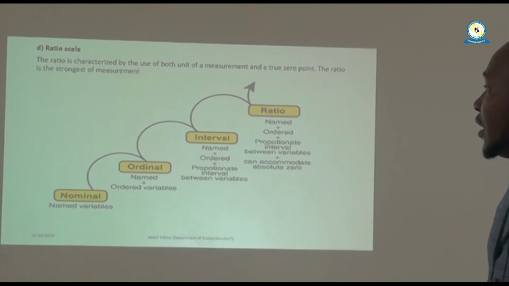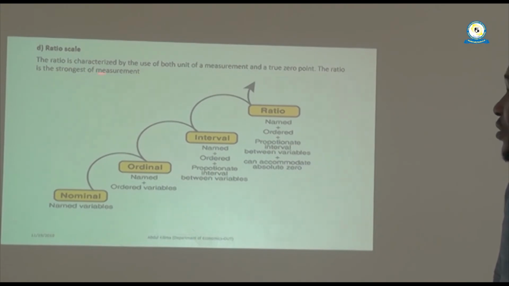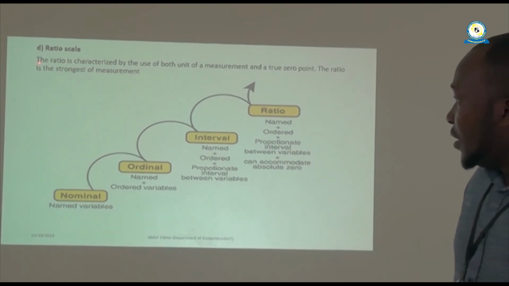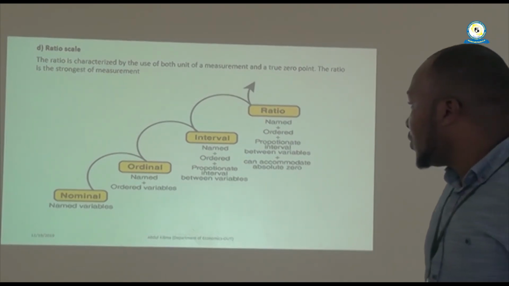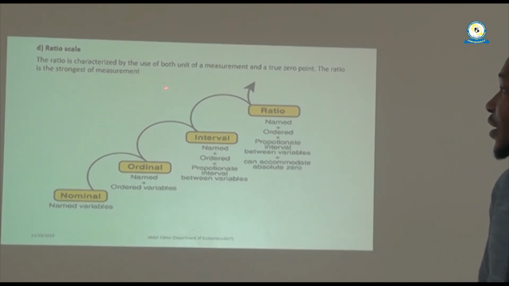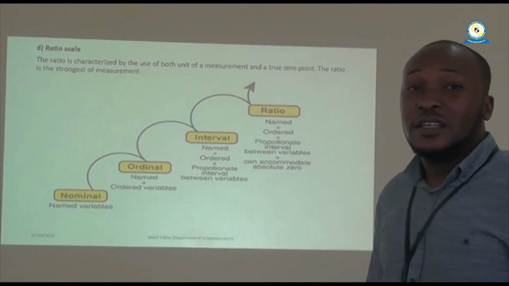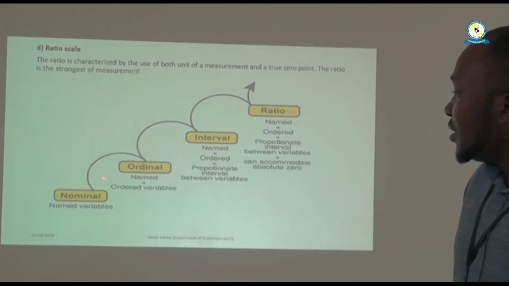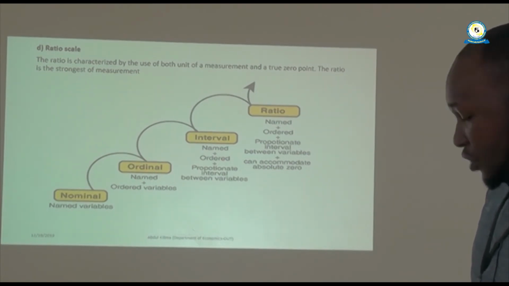And the last one and the strongest measurement scale is the ratio scale. Here the ratio scale is characterized by the use of both a unit of measurement and a true 0 point. So even the one who has no GPA, we also measure that as a 0 GPA. Or when you are measuring weight, when someone has 0 weight, it doesn't mean that he doesn't have weight, he has a 0 weight of a certain ratio. As I can see in this diagram, we form nominal, then we come to ordinal, interval, and ratio.